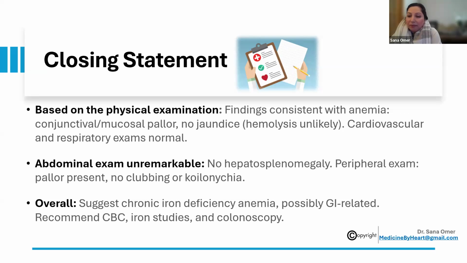Overall, these findings along with the lab values provided suggest a chronic process causing iron deficiency anemia, potentially secondary to a GI cause. Further investigations, including a complete blood count, iron studies, and a potential colonoscopy, are warranted to confirm the underlying cause. So this is how you will close your station, so that the examiner has a very clear view that, okay, this physician has examined the patient and is very well aware of how to present the findings.